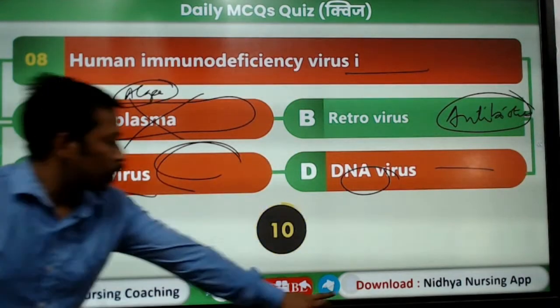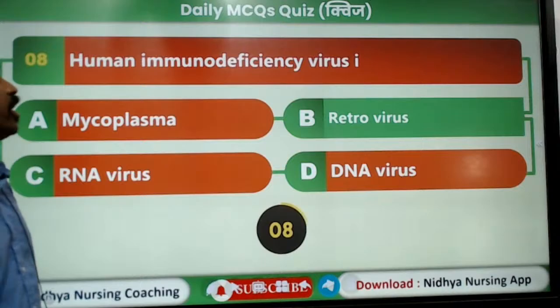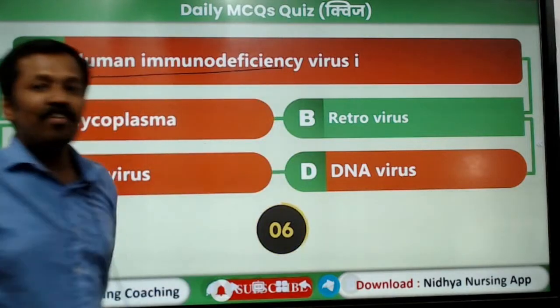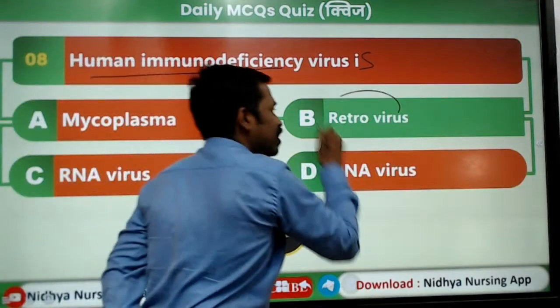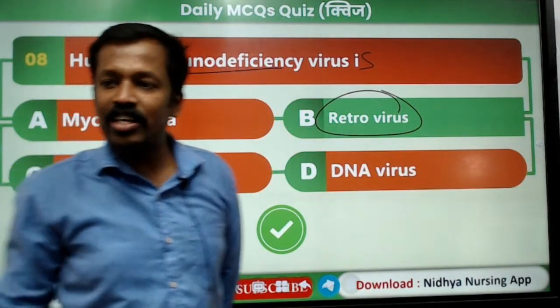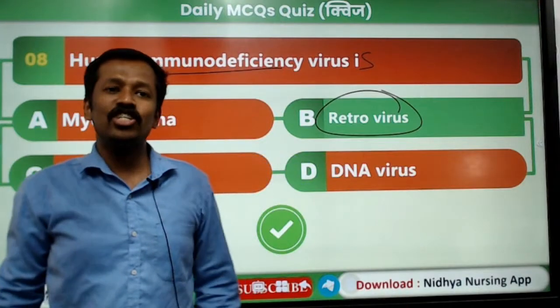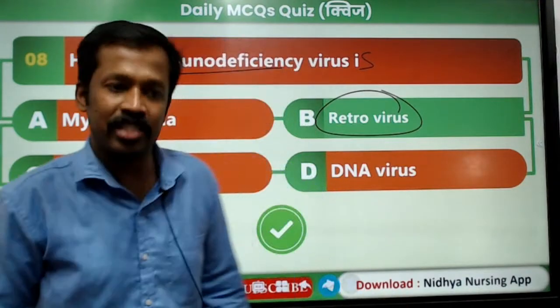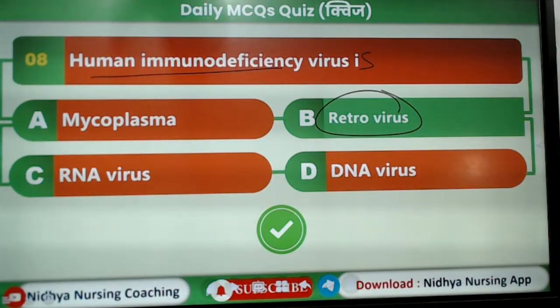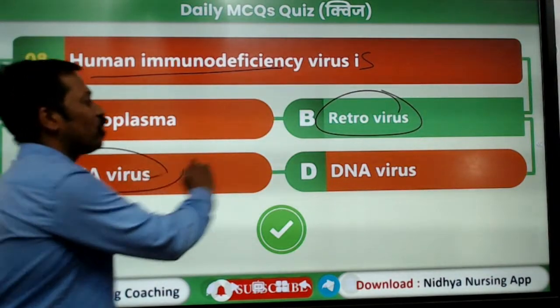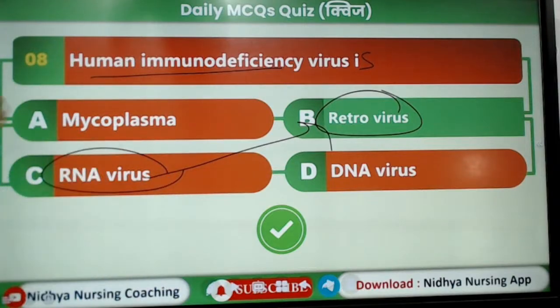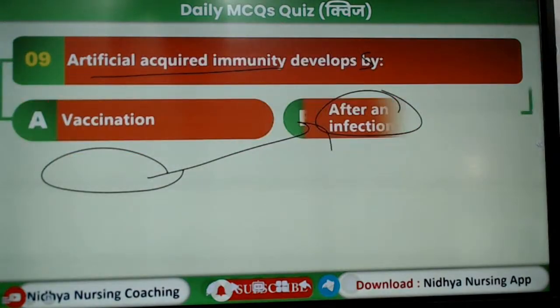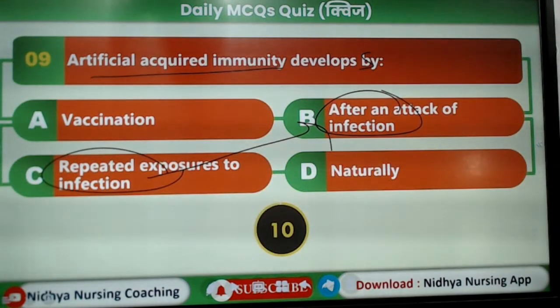Next one. This is a simple direct question. HIV virus is a type of retrovirus. It is not a DNA virus, it is an RNA virus, and we know that it is a retrovirus. Which virus? Retrovirus. That was a direct question. Okay, fine.